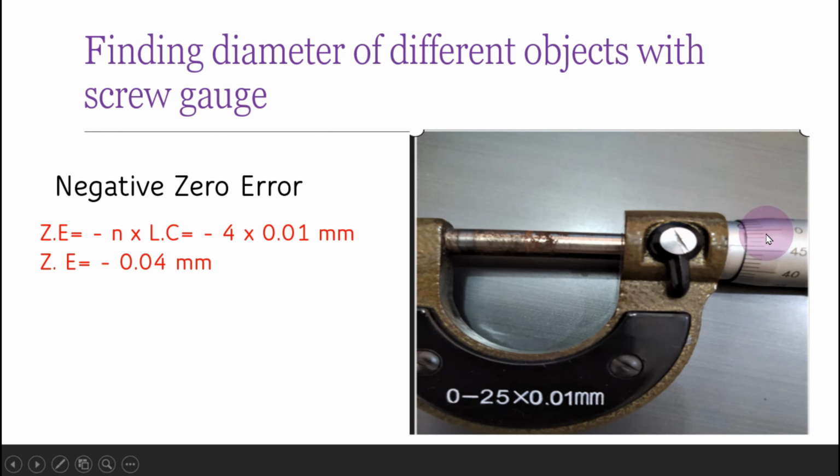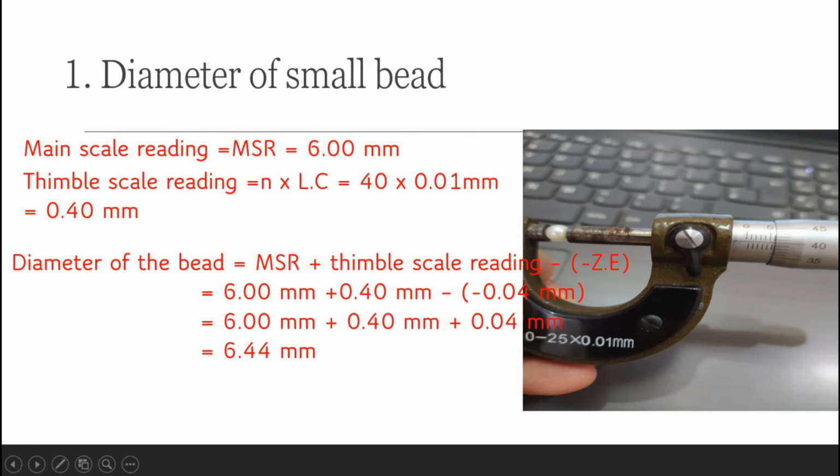So the error is negative zero error. The formula is minus n into least count, and we see that if we count it from 0, then it is 0, 1, 2, 3 and 4. So 4 coincides from upside down. So what we get, 4 into 0.01. So the zero error is minus 0.04, which we are going to remember, or it should be noted with you, it will be used.